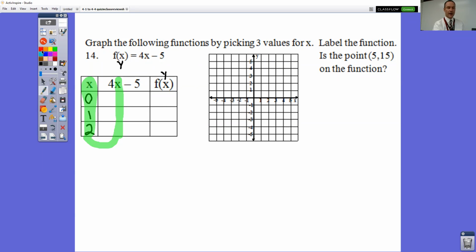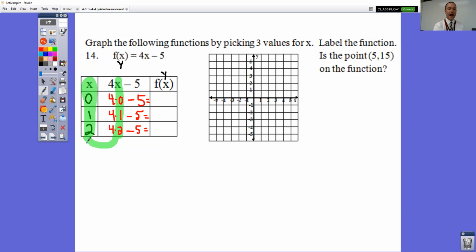So in this first one, instead of 4 times x minus 5, you're going to have 4 times 0 minus 5. Instead of 4 times x minus 5, we're going to have 4 times 1 minus 5. Instead of 4 times x minus 5, you're going to have 4 times 2 minus 5. Whatever your answer is, goes in the f of x or y column. So it goes right here.